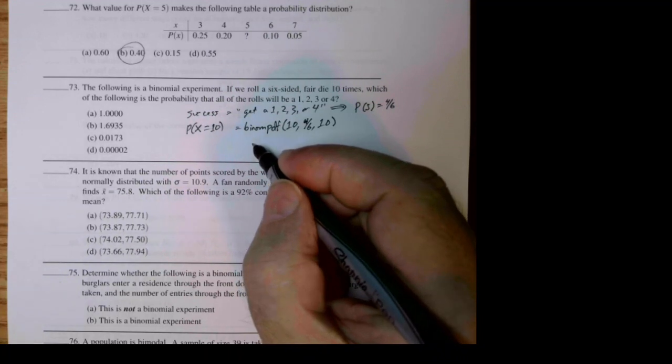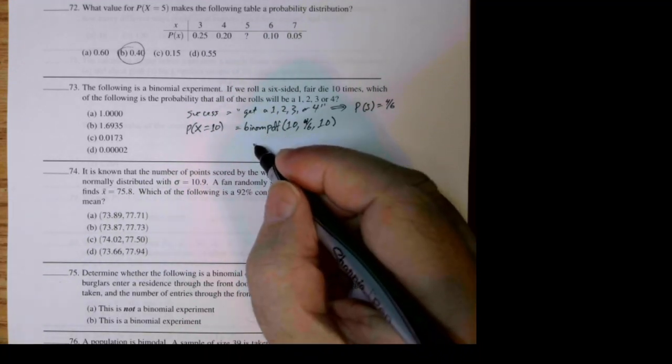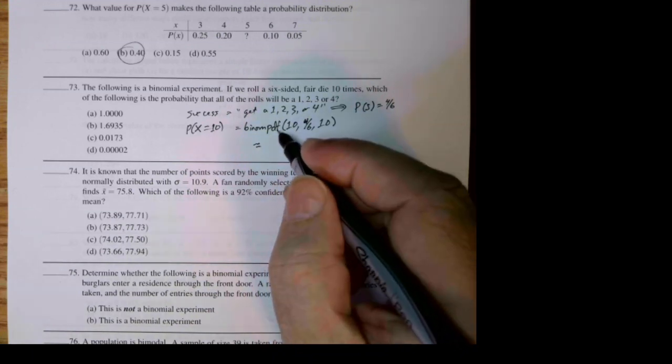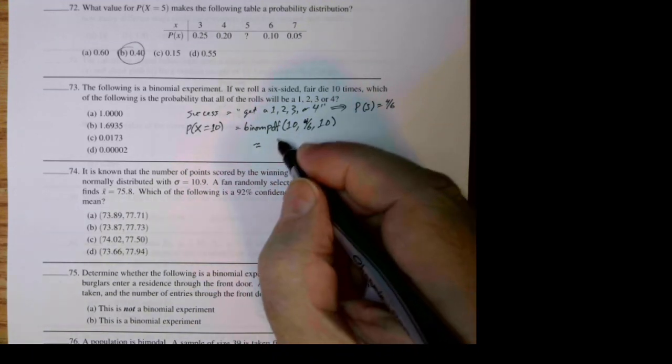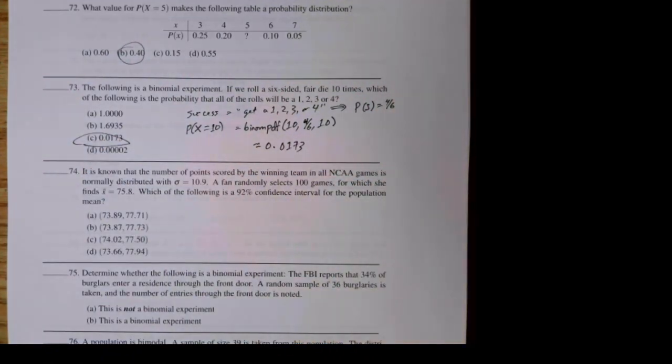And you just take out your calculator. Binompdf is on the math probability menu, and that turns out to be 0.0173. That one.